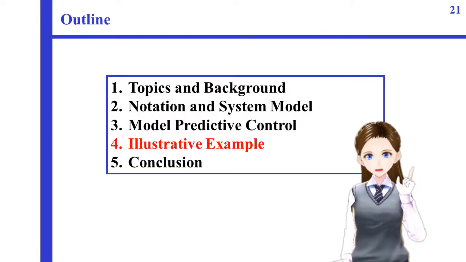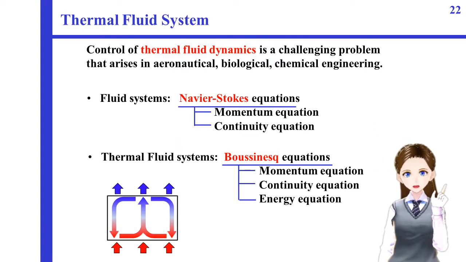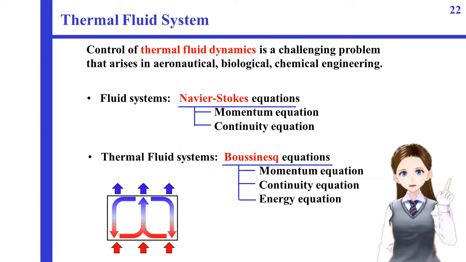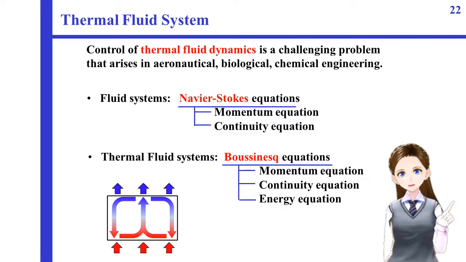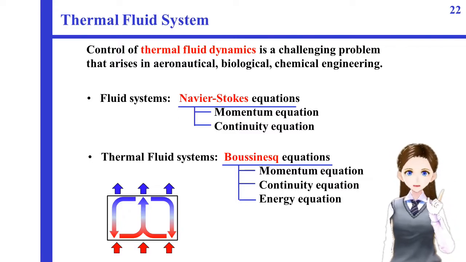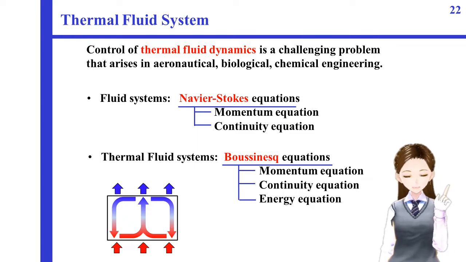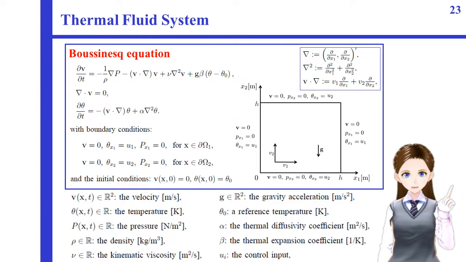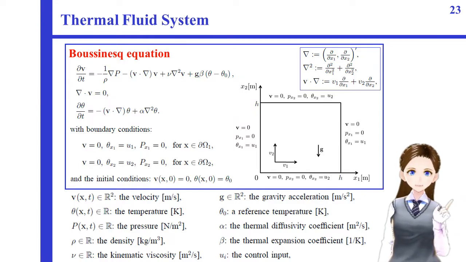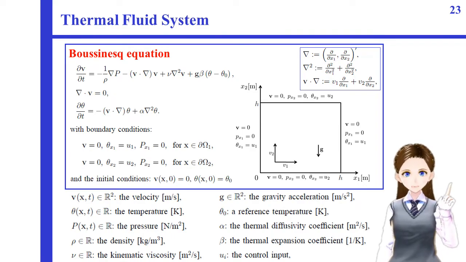Next, I would like to show an illustrative example. The control of thermal fluid systems is a challenging problem. Thermal fluid system is described by Boussinesq equations that consist of momentum, continuity, and energy equations as shown here. Here, we consider the temperature control problem of the airflow for two-dimensional square domain. V is the velocity, P is the pressure, and theta is the temperature. Here, we consider the gradient of the temperature in the boundary region as the control inputs.